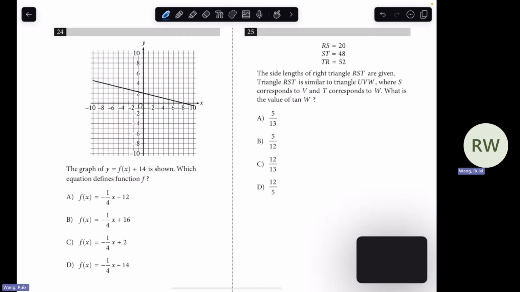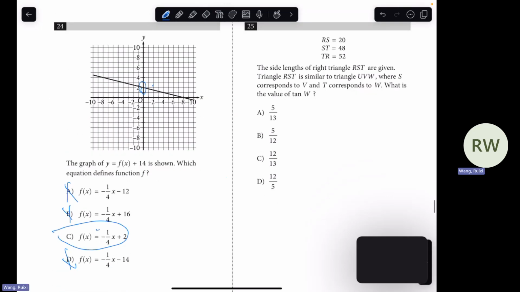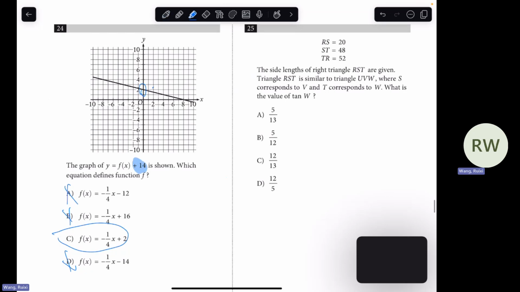Defines f, right? So the y-intercept is what? It's 2, right? So this is out, out, out, so it must be C. Okay? Easy, couldn't be easier, right? But double check. Oh, you see, this is actually not right. Because I totally forgot about this. So looking for f, not y. This is showing us f, which is plus 14. So you need to move it down by 14 units. So instead of 2, it's actually negative 12. Right? See, trick question.